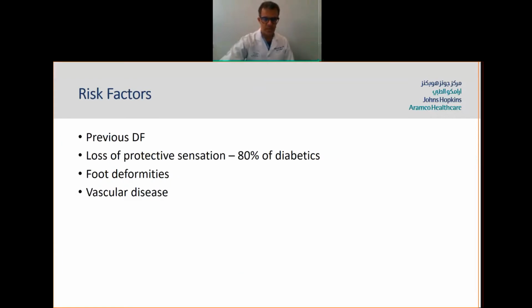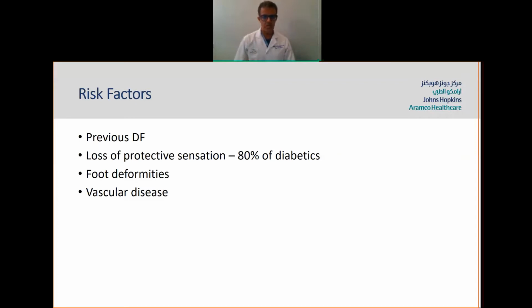What are the risk factors of diabetic foot? No presentation is complete without understanding the risk factors, and also how we handle those before we go to the treatment. So, any history of previous diabetic foot, which means that risk factors are already established. Loss of protective sensation, which happens in about 80% of diabetic individuals over time. And that's due to the effect of diabetes on the blood vessels that supply the nerves.